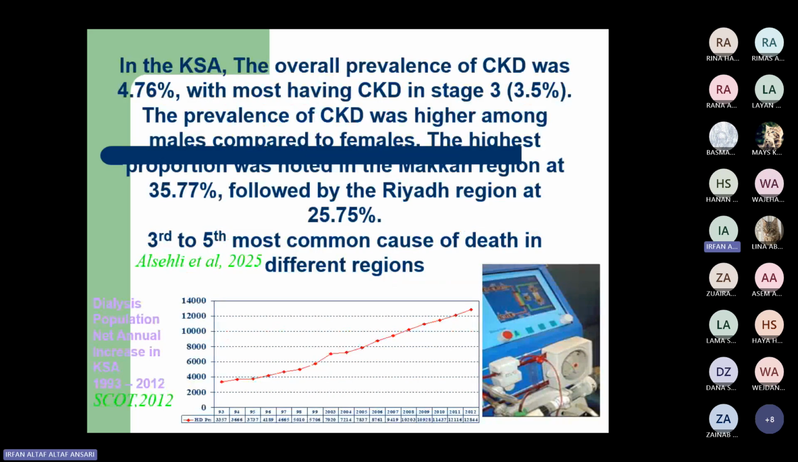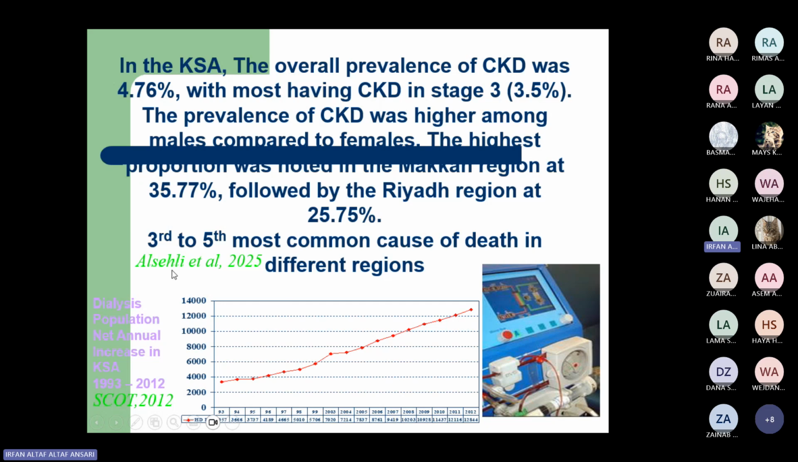So why is this very important, why are we talking about diabetic nephropathy? Look at here. In a study from 1993 to 2012, you had very few patients, almost 2000 patients in the entire Kingdom on dialysis. But by 2012, it reached 15,000 patients requiring dialysis.